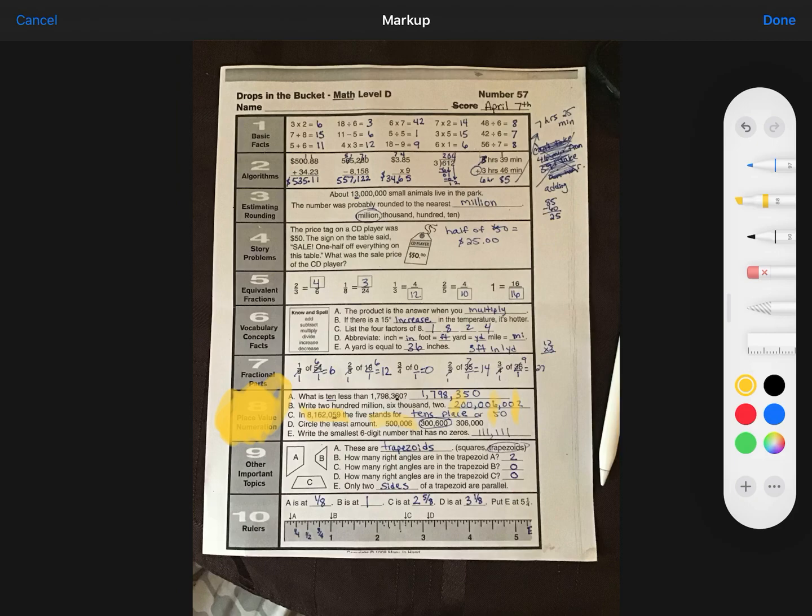Okay, E. Write the smallest six-digit number that has no zeros. So I can't have any zeros. So I just wrote all ones, 6 of them. So that would be 111,111.